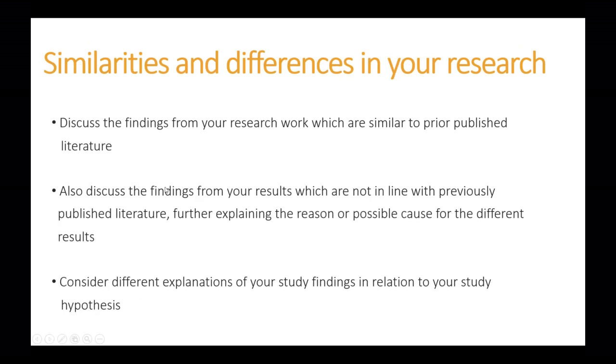Next, coming to similarities and differences in your research. Make sure that you discuss the findings from your research which are similar to work that has been published previously on the same topic. Discuss the findings from your results which are not in line with previously published literature also. So again, when you are writing this section, you have to first establish credibility by taking literature wherein the results that you found from your study are similar to what those studies have found previously.